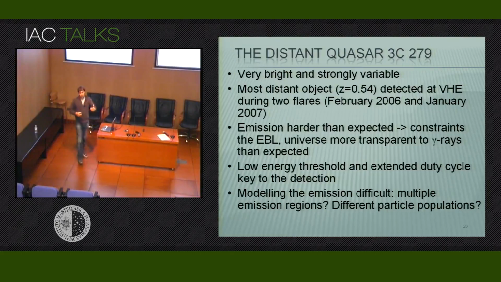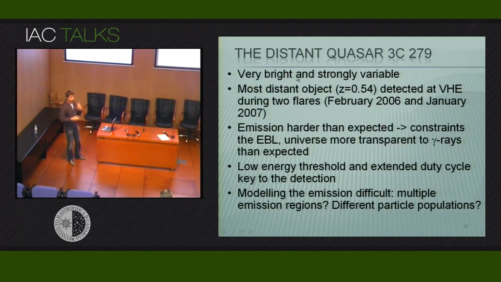And what is interesting is that at this point, when these detections were made, the predictions for the transparency of the universe were quite pessimistic, let's say. We were expecting that there is a lot of infrared radiation from the early stars, from the early galaxies, from the early AGNs, in fact, themselves, that produce a lot of infrared radiation.